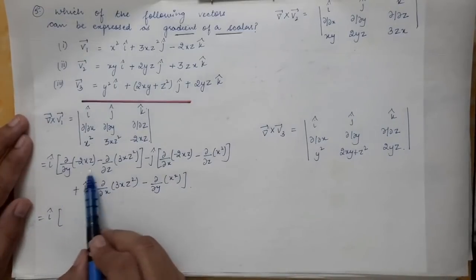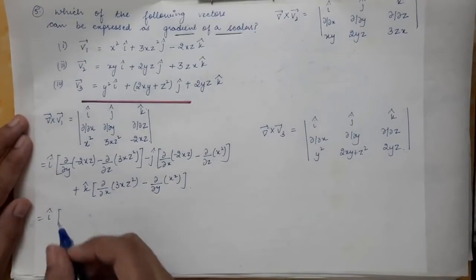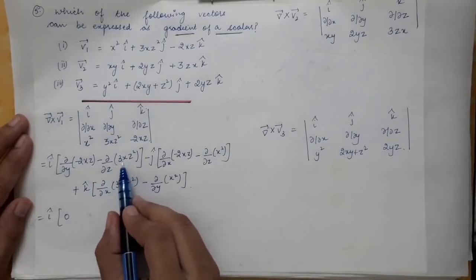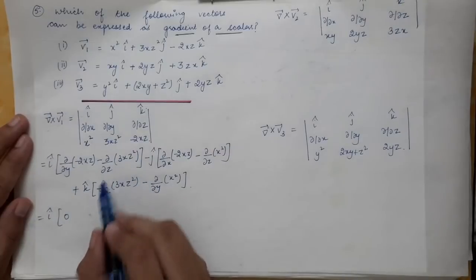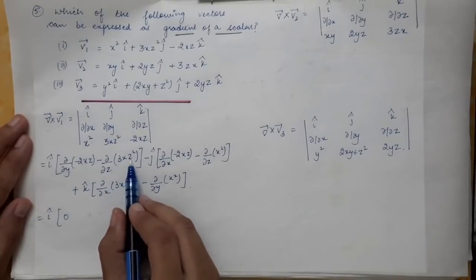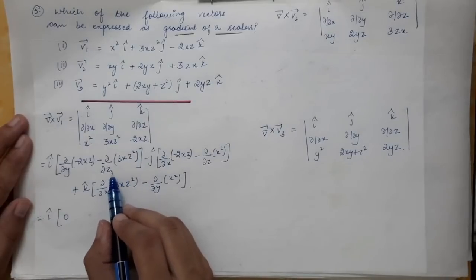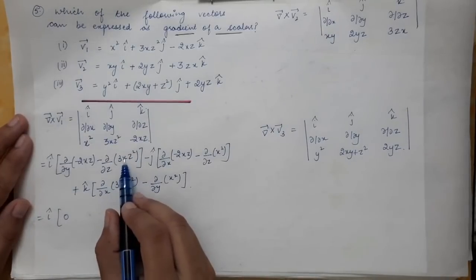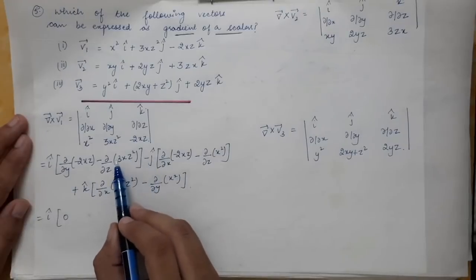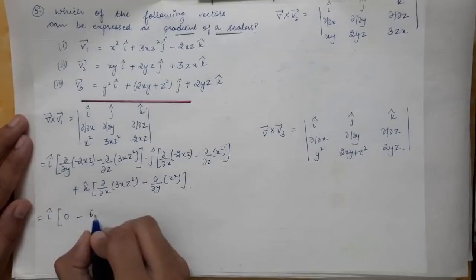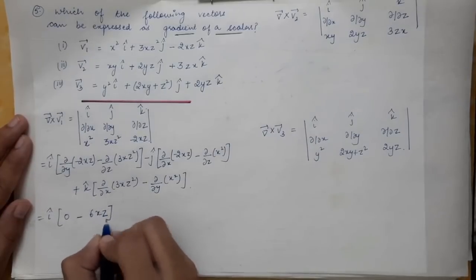So the first term, del by del y of minus 2xz, will be equal to 0. Then we are doing the derivative with respect to x, and we have 3xz square. So this will be equal to 6xz. So the derivative of 3xz square with respect to z, the partial derivative, x will be treated as constant. So this will be equal to 6xz. So minus, it will remain as it is, minus 6xz.